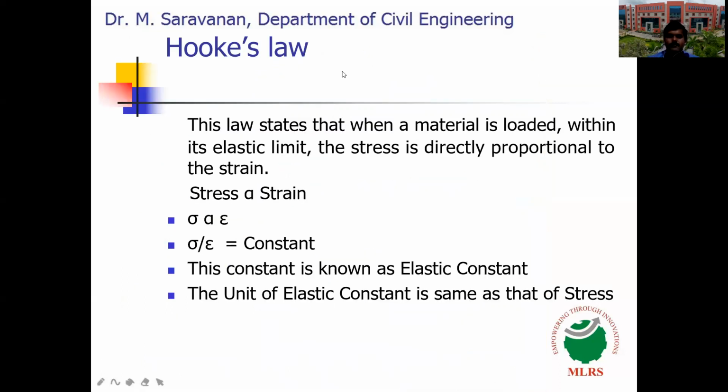Okay. Now we will see what is Hooke's law. Hooke's law states that when a material is loaded within the elastic limit, the stress is directly proportional to the strain, right? The stress will be directly proportional to the strain within the elastic limit. That is Hooke's law.